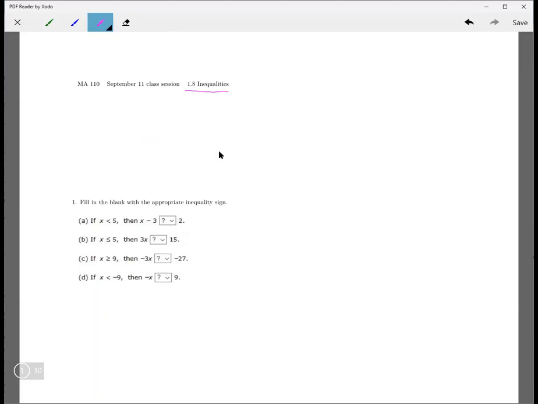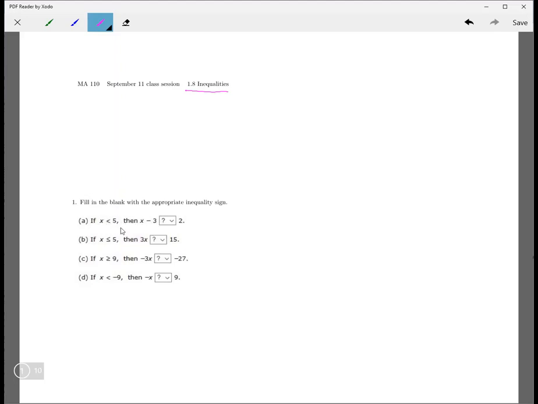Inequalities. So these are pretty much like equations, except that when you multiply or divide by a negative number, you flip the sign. The other operations are the same. So here with A, we're adding: we have x less than 5, and then x minus 3. So basically you're subtracting 3 from both sides.